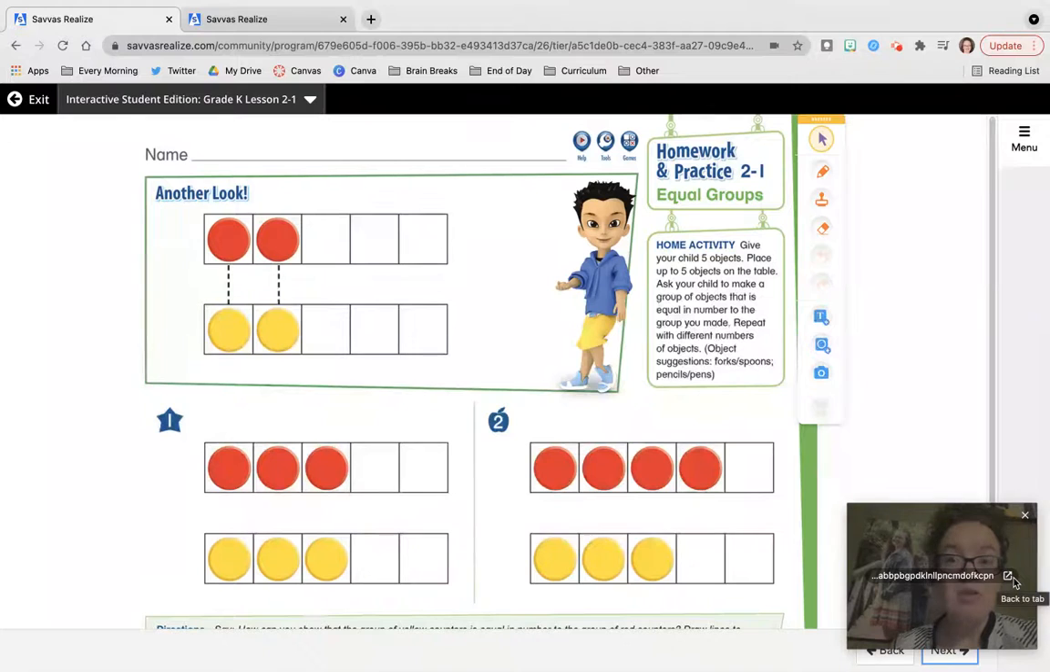I hope that you have enjoyed learning about equal groups today. Great work.